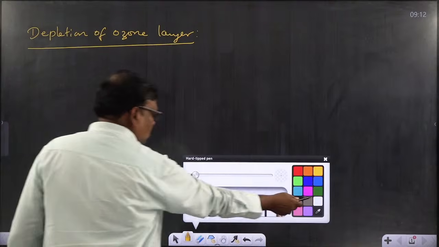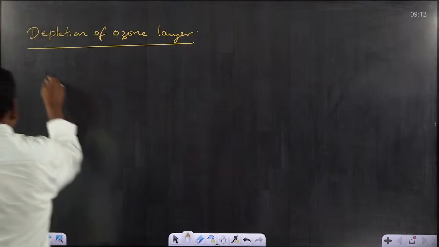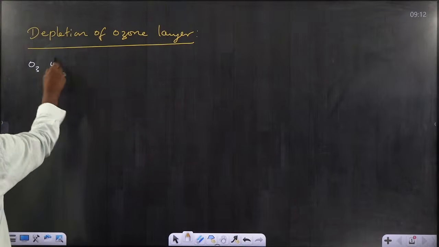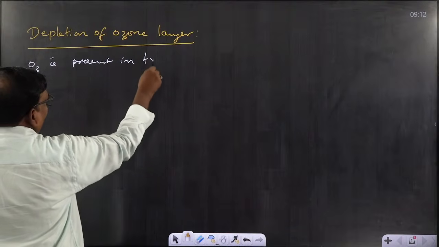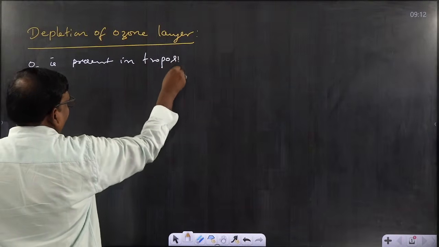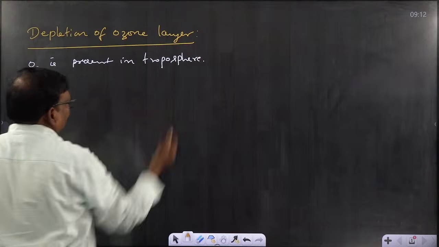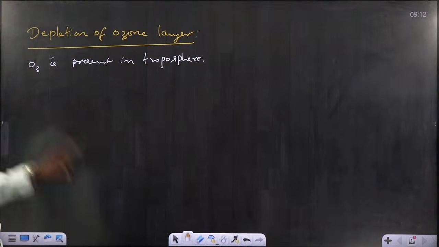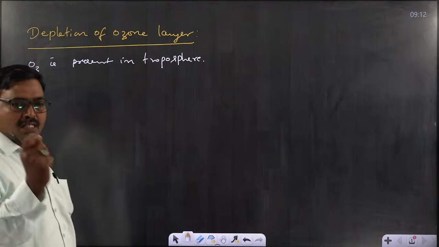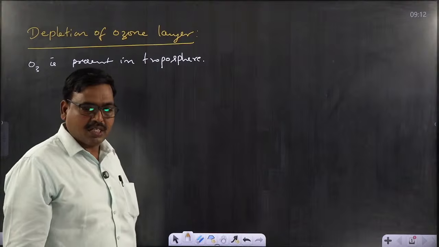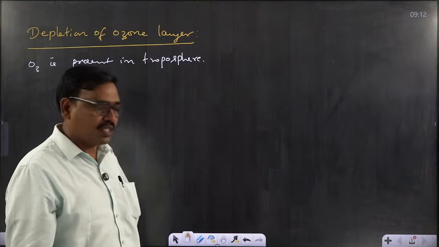Actually, the ozone layer is formed in the stratosphere. O3 is present there. So we know the advantage of the ozone layer: it prevents the fall of UV radiations which come from the sun's radiations.